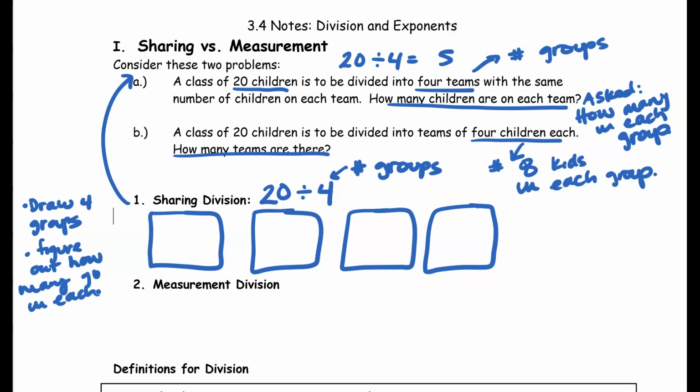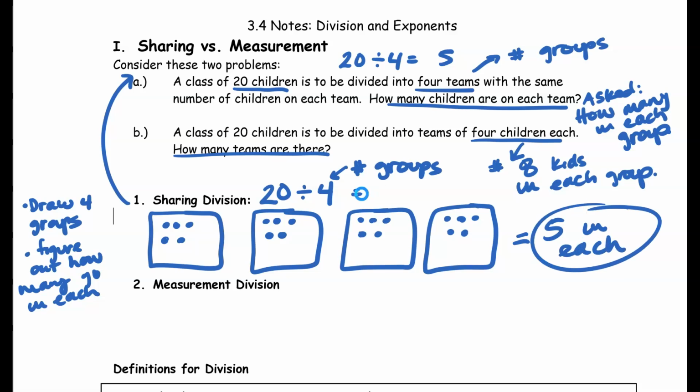Okay, so I could take my 20 and imagine like you've got 20 people and you just kind of say, okay, person 1, you're going to go here. So we've got 1, 2, 3, 4. Okay, now we still have more people. 5, 6, 7, 8, 9, 10, 11, 12, 13, 14, 15, 16, 17, 18, 19, 20. So if I divvy up my 20 people into the 4 groups, I end up getting 5 in each, and 5 is my answer.